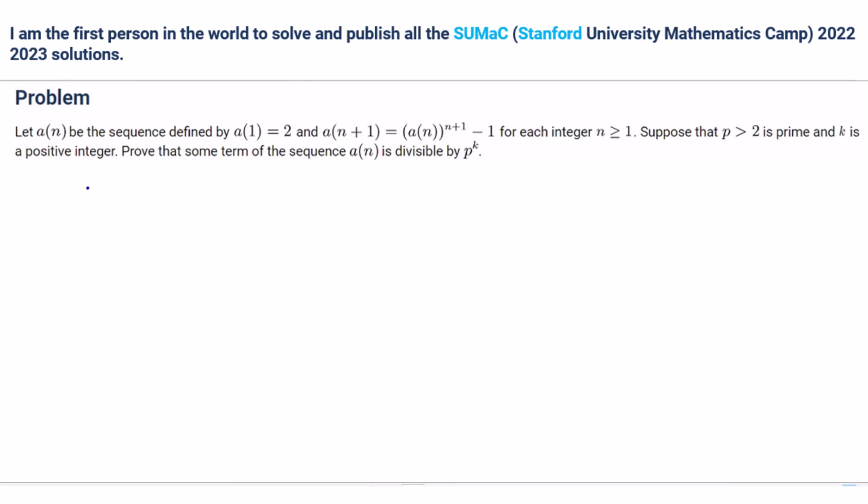A1 is 2. AN plus 1 is AN to the n plus 1 minus 1, right? And it says for each P prime and K that is a positive integer, prove that some term of the sequence AN is divisible by P to the K.